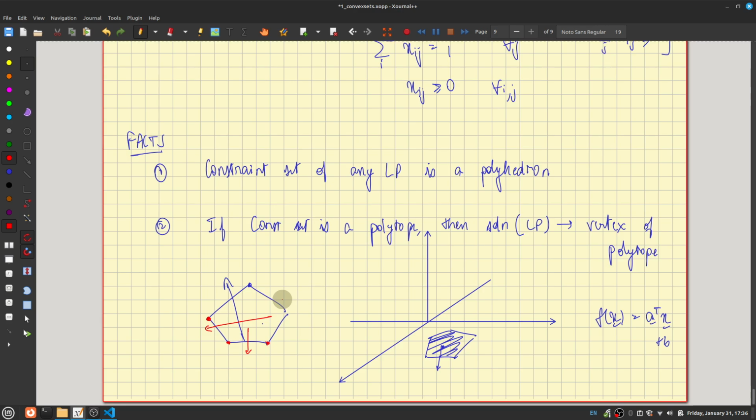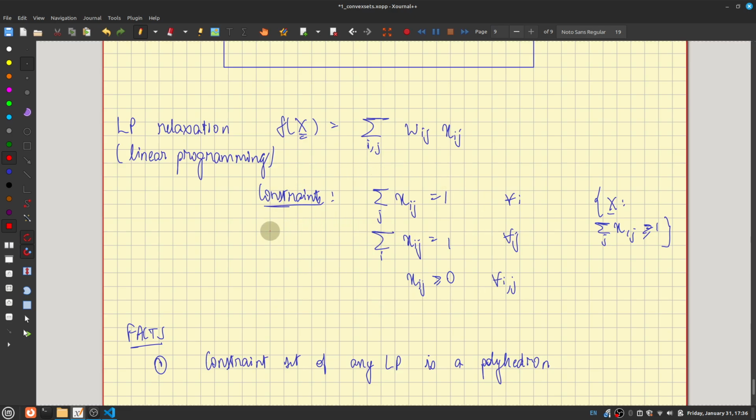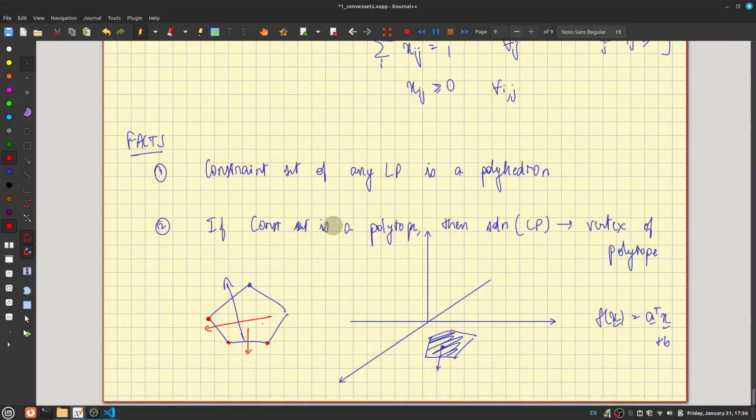That's the third fact that you need, that in this case, all the vertices of this particular constraint set happen to be permutation matrices. Exactly. So the solution of your linear program is going to be the solution to the original problem. You can solve this efficiently because, yes, you can think of gradient based methods, but there are better methods for linear programs. There are very efficient solvers for linear programs specifically.